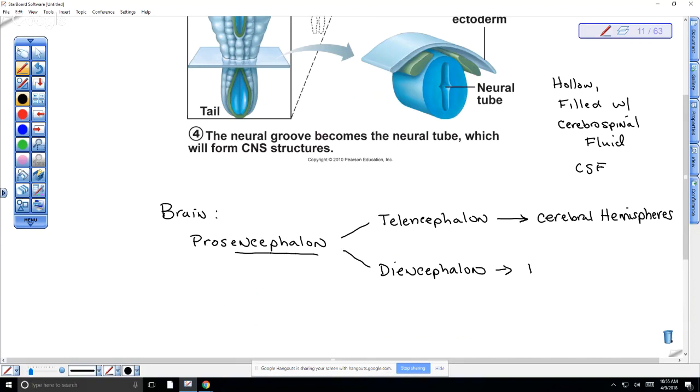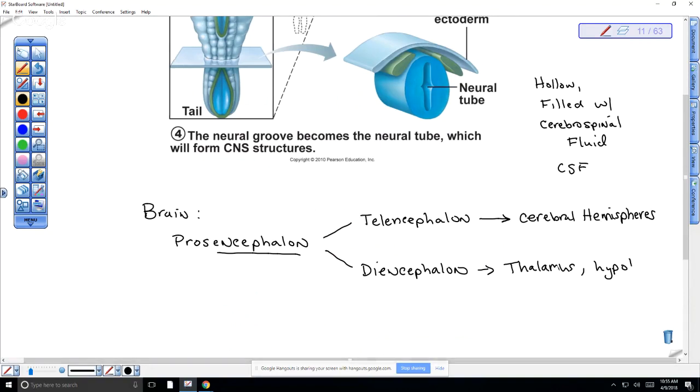And this includes the thalamus, oops, I spelled that wrong, thalamus, M-U-S. The hypothalamus, which is underneath the thalamus. And what is called the epithalamus, which is up on top of the thalamus. Okay, so that's my prosencephalon.